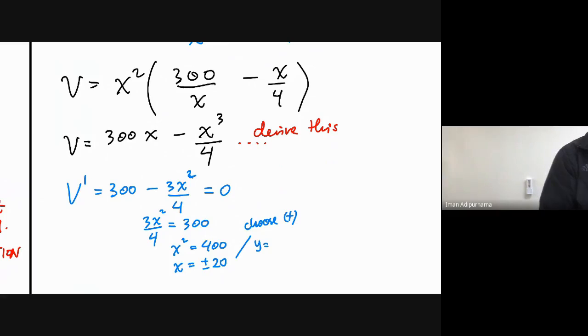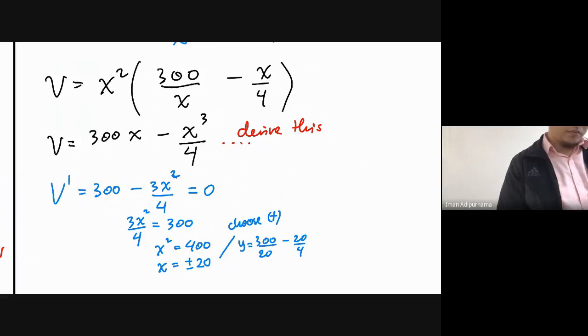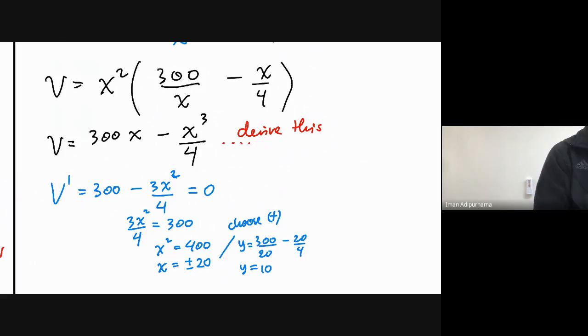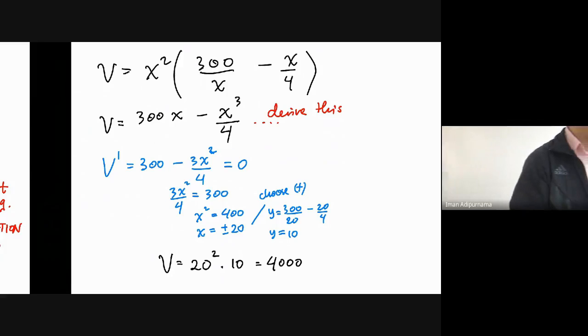And y will be 300 over 20 minus 20 over 4, which is 15 minus 5, 10, right? So our volume will be 20 squared times 10. It's centimeter cubed.